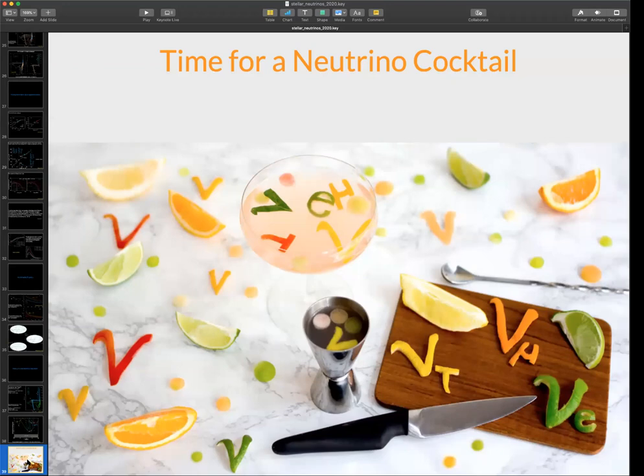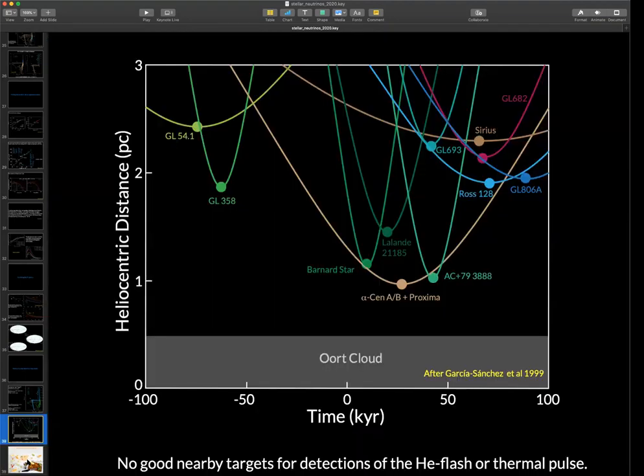Hi, Sherwood. I'm interested in your last plot about low mass stars. They all have these parabolas to them, and they're all at the bottom of the parabola. What am I supposed to understand from these parabolic shapes? That they're in orbit. They are in orbit about the galactic center, ultimately. Okay.